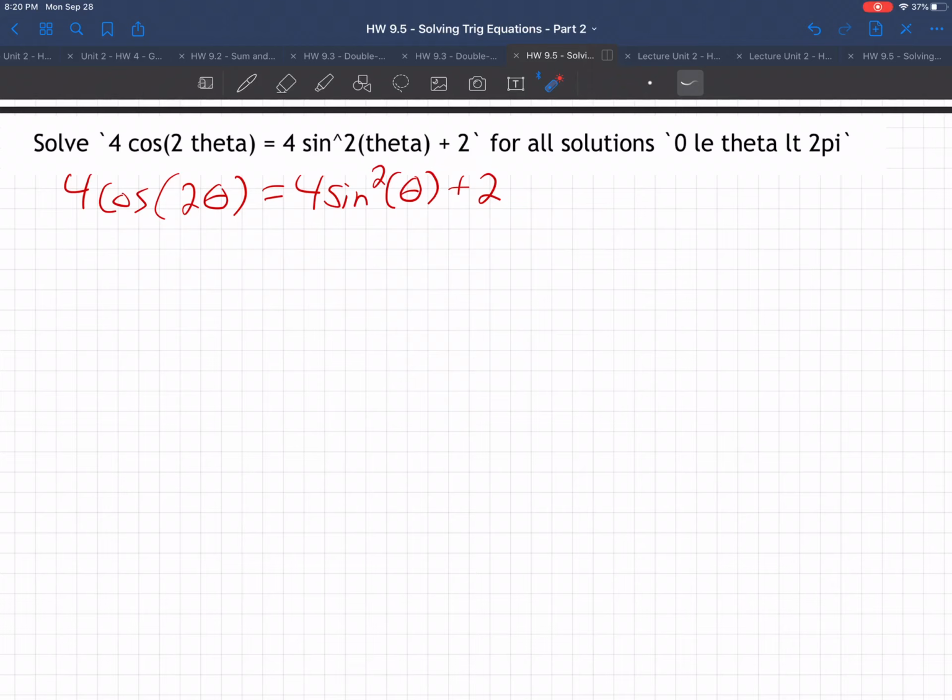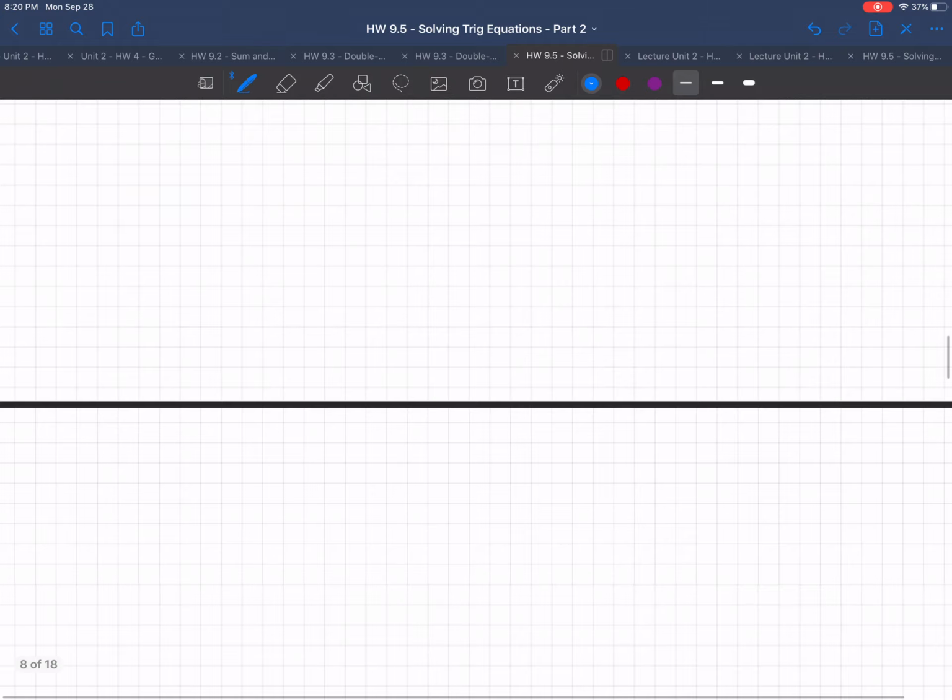Here's an example in which we're solving 4 cos 2 theta equals 4 sine squared theta plus 2. So how are we going to handle this? Well, the first thing we've got to notice is that this is a double angle, right? 2 theta. And this is a single angle, just theta.